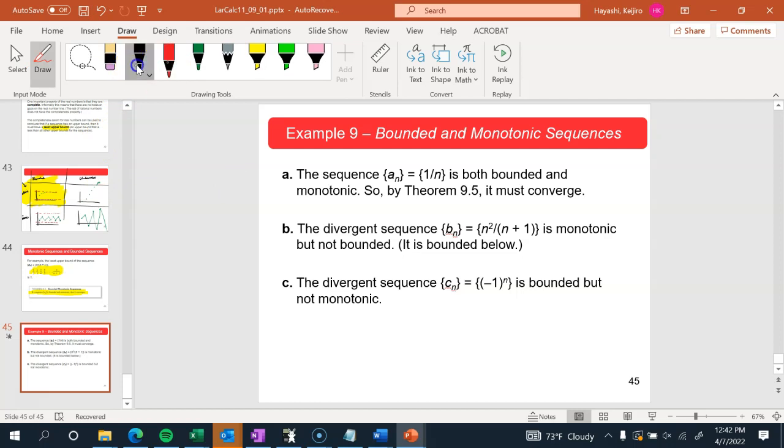Okay, so the sequence 1 over n is both bounded and monotonic. I'll write out the first couple of terms of that. 1 over 1 is 1. 1 over 2 is 1/2. Then 1/3. Then 1/4. Then 1/5. All these terms are going to be in between 1 and 0, so it's bounded. And it's monotonic because each term is less than the previous one, so this is a convergent sequence. It converges to 0. You can sort of see that the limit as n goes to infinity of these terms would be 0.